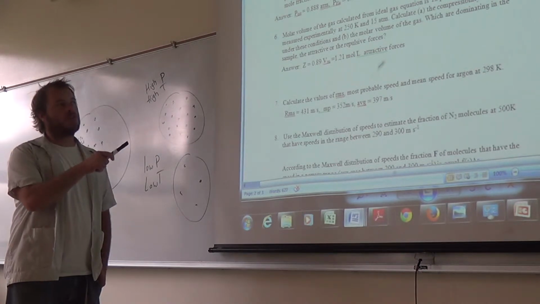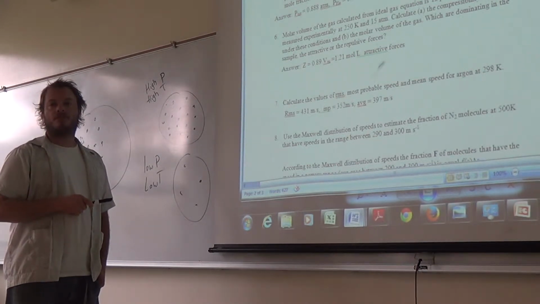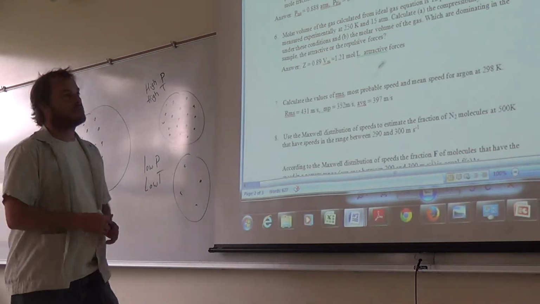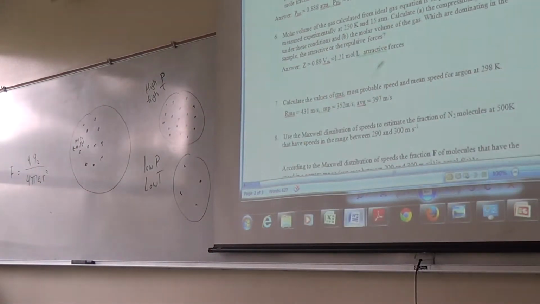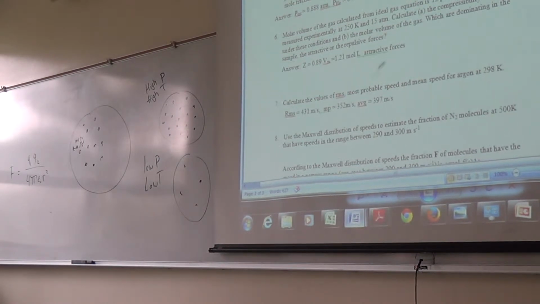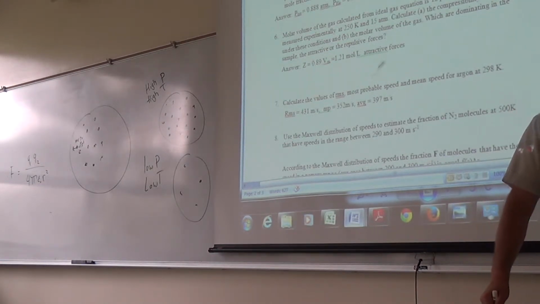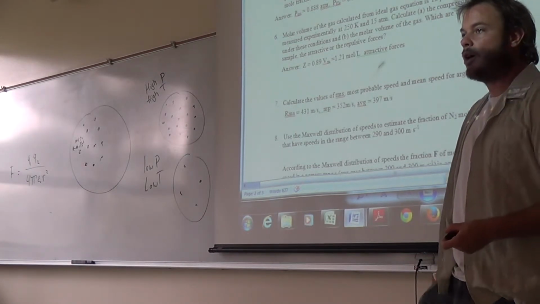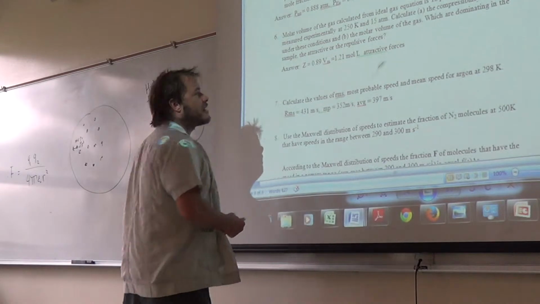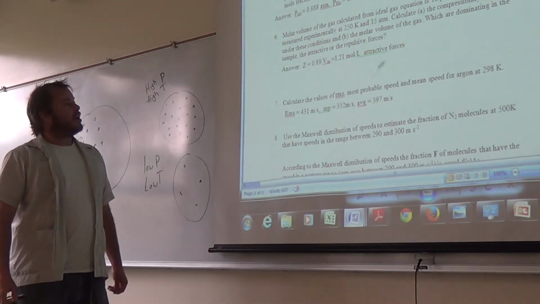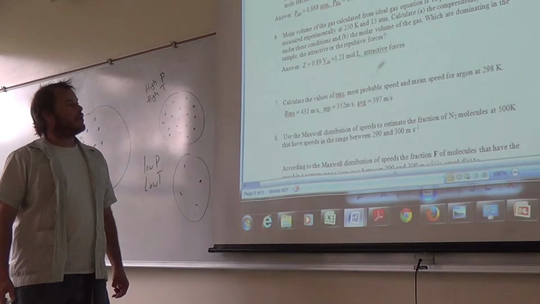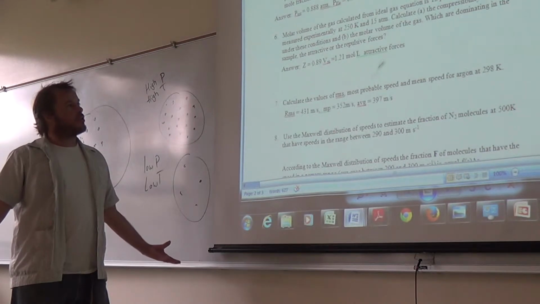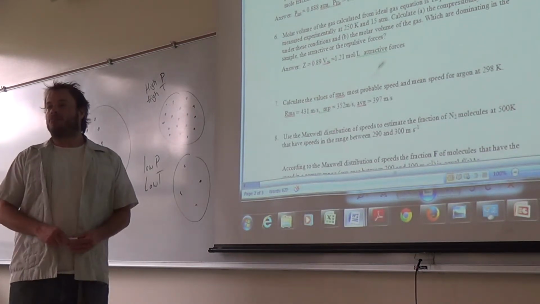If the ideal volume is larger than the actual volume, is the compression factor greater or less than 1? What's the compression factor? Compression factor Z is equal to the molar volume divided by the molar volume of the ideal gas, right? So if this is larger than this, we're looking at a Z that's less than 1. So we've got a compression factor in this case that is less than 1, and they want you to figure out what the molar volume of the gas is and which forces are dominating in the sample.